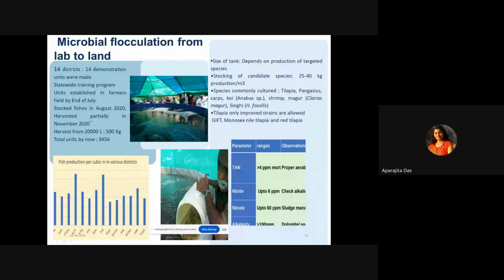Every month the farmers were given the technology. So like that we have reached 3,456 units. Now there are more units because many people are doing it. So many units are there. We can see the average production of various districts.